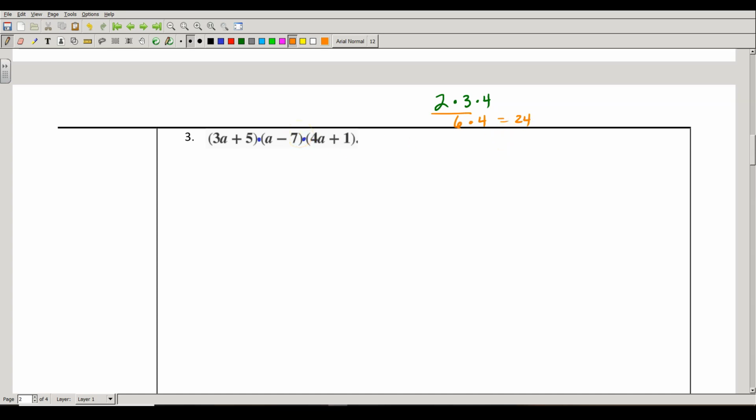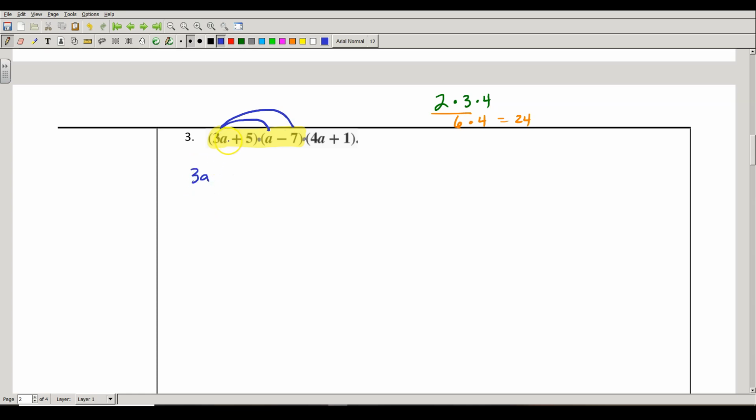We're going to do the same exact thing here. So we're just going to take the first two polynomials, and we'll leave alone the 4a plus 1 for now, but we're going to multiply the first two together. Okay, so we're going to distribute. The acronym for two binomials a lot of people remember is FOIL, but we can really just think of it as distributing. So I'm going to take 3a times a, and I'm going to take 3a times negative 7. So let me write this down.